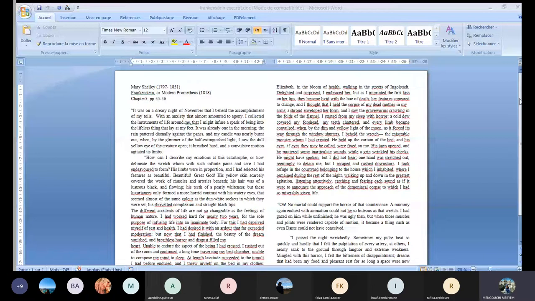Okay, so you will either refer to it as science fiction or as Gothic, but today, in your syllabus, we are approaching the novel from a Gothic perspective, not from a science fiction perspective.